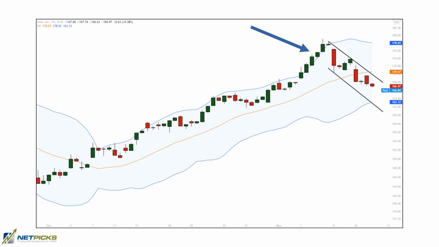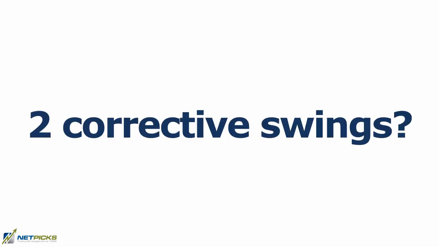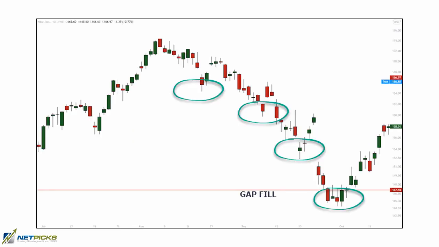So combining all that together, that points to a complex correction. Now, a complex correction, generally in the textbook, they talk about two corrective swings. It's a very simplistic way to look at it. We can have multiple legs in a correction. We have a daily chart here.